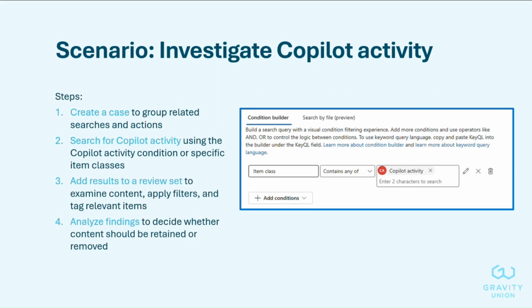Yes, I have an example for if you want to investigate, say, Copilot. What you would do, again, is start an e-discovery case, and then search for Copilot activity using these options within the e-discovery tool. There's this item class option here, and that lets you select Copilot activity.